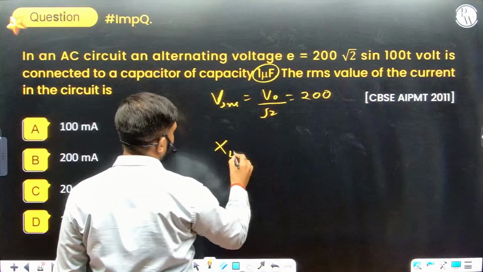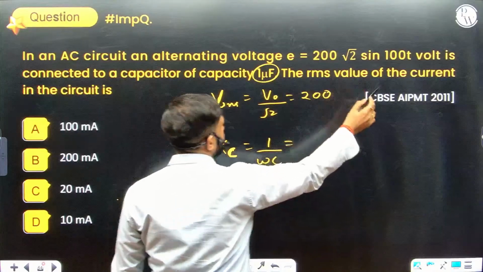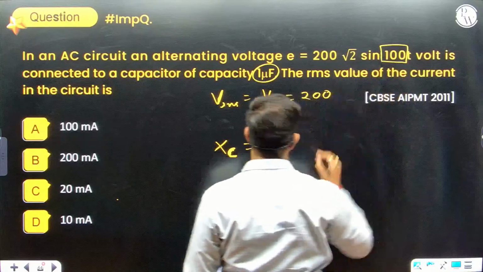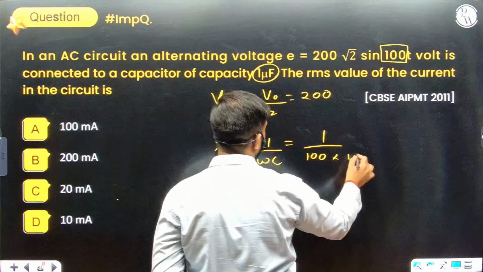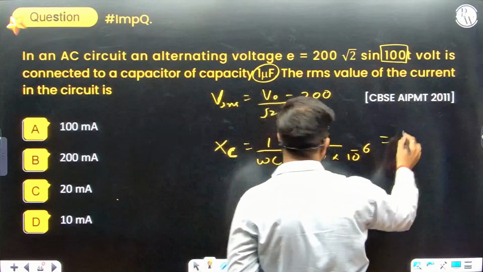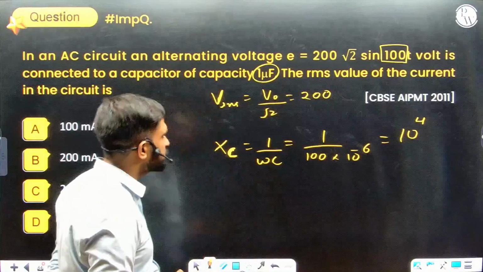So XC here will be 1 by omega C. Omega is 100. So 1 by 100 into the capacitance, which is 1 microfarad, 10 to the power minus 6. This becomes 10 to the power 4. That is XC, and it's in ohms.